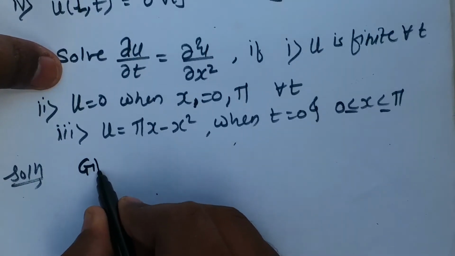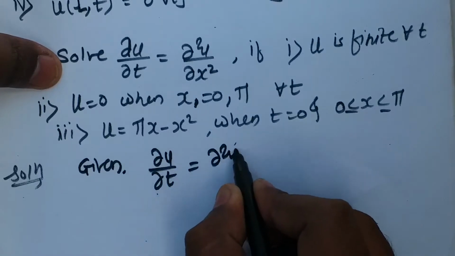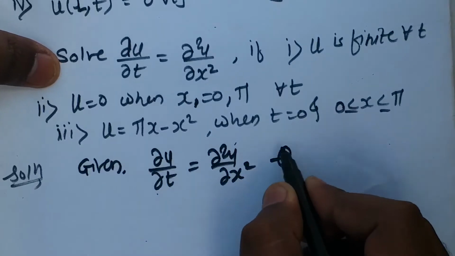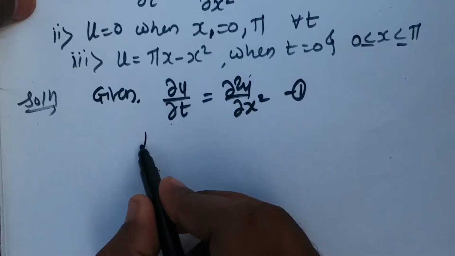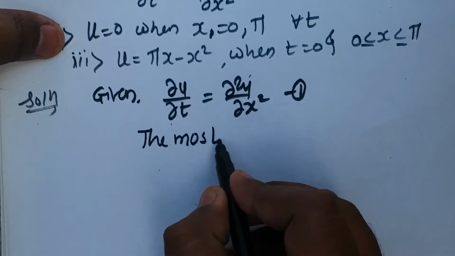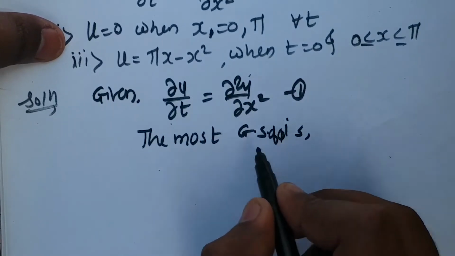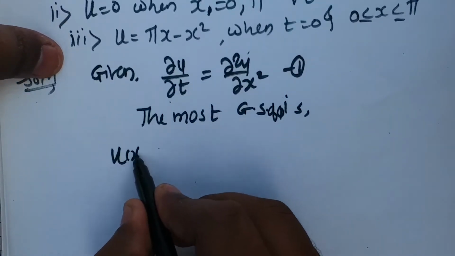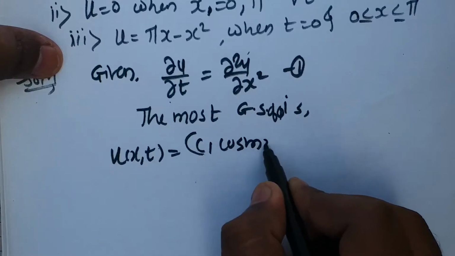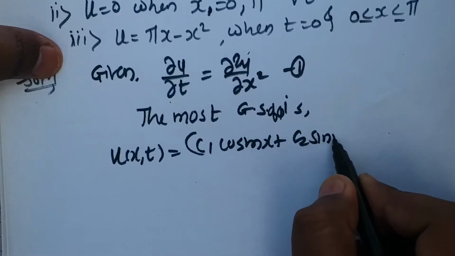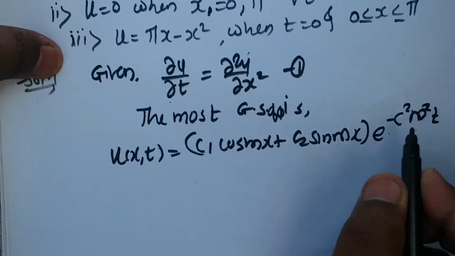So very first I will write the given equation, which is del u by del t equals del 2u by del x square. We can give this equation number 1. Now let us write the most general solution of this equation. The most general solution of equation 1 is u of x comma t equals c1 cos mx plus c2 sin mx into e to the power minus c square m square t.